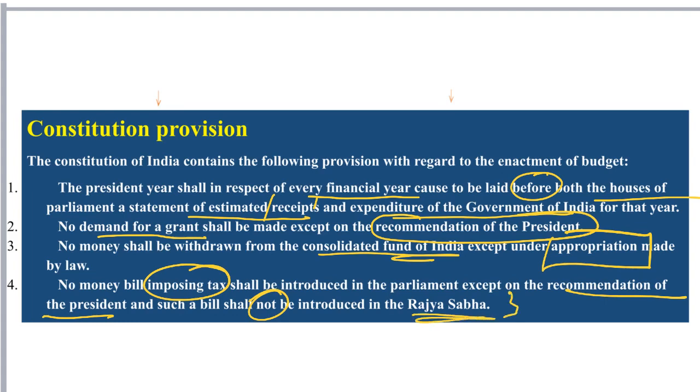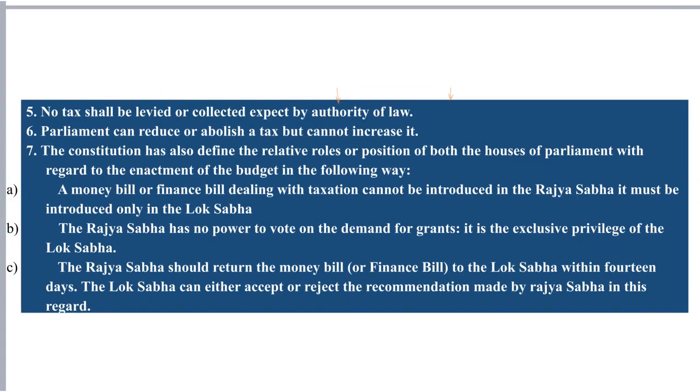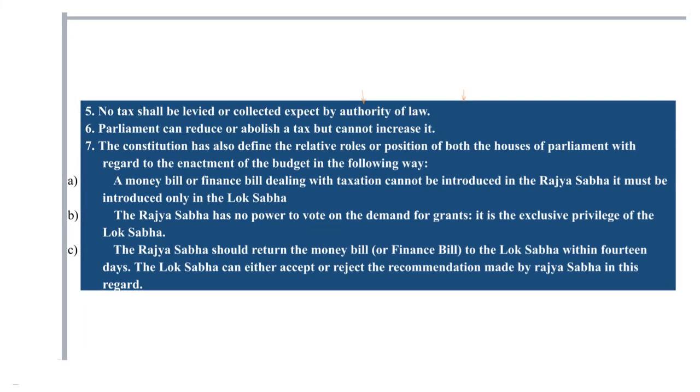Here they are talking about the money bill that we have just now discussed. So what are the things that the president needs to do when coming to the provisions of the budget are mentioned here. Although these provisions may look a little lengthier, the constitution has given only 10 provisions regarding the enactment of the budget. The other one here says that no tax shall be levied or collected except by the authority of law, and parliament can reduce.